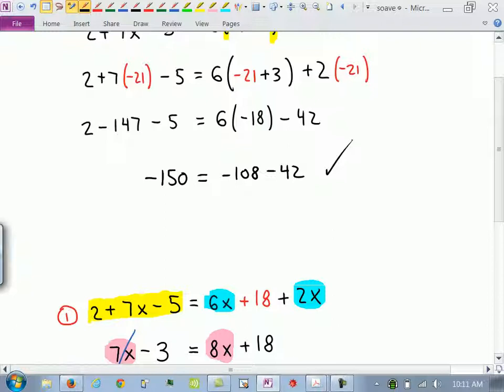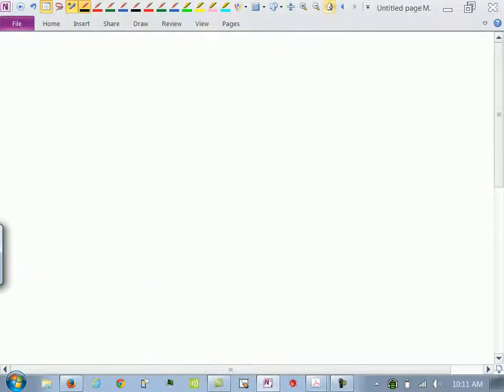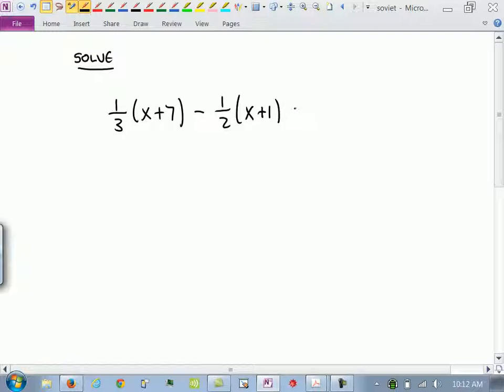All right, here's a good one. How about, solve 1/3 x plus 7, minus 1/2 x plus 1, equals 4. So after this example, I'll give you 2 to work in class, all right?